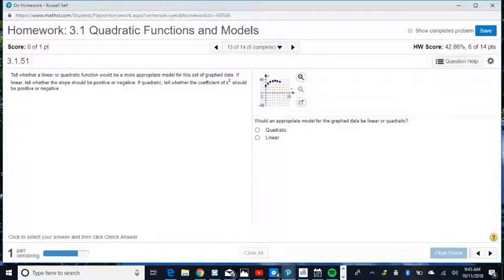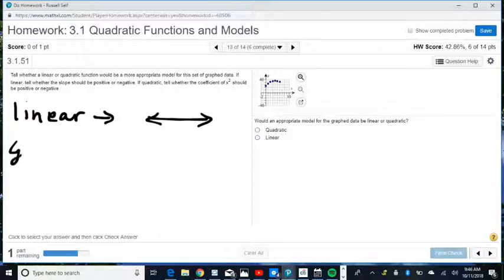Okay, here we go. Now, next thing's a couple of questions. I don't know why they put these questions in there, but it's okay. So they want you to say, what would be the appropriate model for the set of graph data? Now remember that we've been looking at quadratics, but that's not the only kind of graph there is. There are linear functions, and linear functions, just like it sounds, that's a straight line. And then quadratic functions are parabolas opening either up or down.